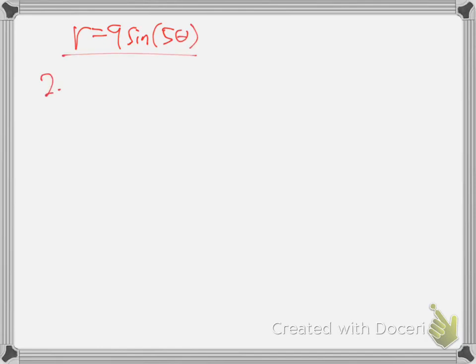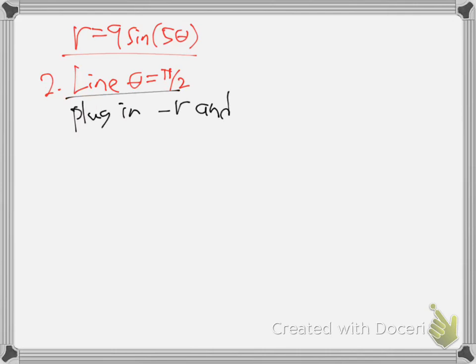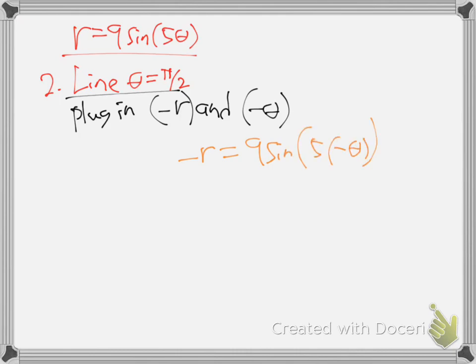So the second test, which is the line theta is pi over 2. What do we do? We plug in both negative r and negative theta, don't we? So plug in negative r and negative theta. What do you get? Well, you get negative r equals 9 sine 5 negative theta.